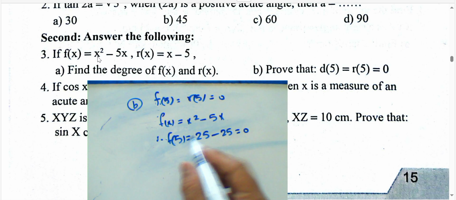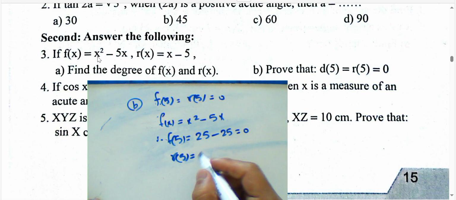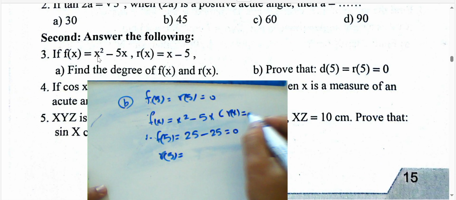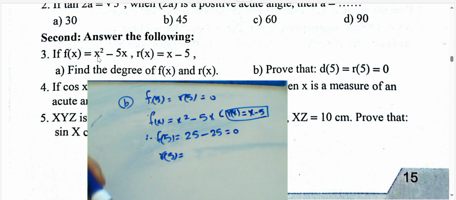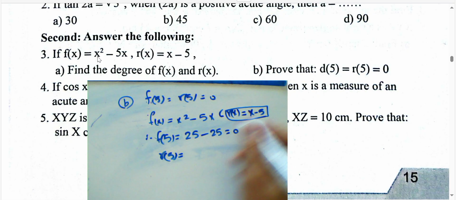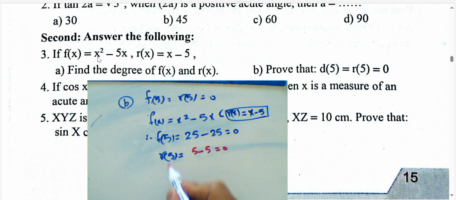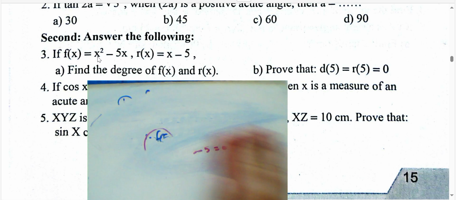Then r of 5. We know r of x equals x minus 5, as given in the information. Put x equals 5 in this function, then we have 5 minus 5 equals 0. So f of 5 is equivalent to r of 5, and they are both equal to 0. Okay, understood? Next question.